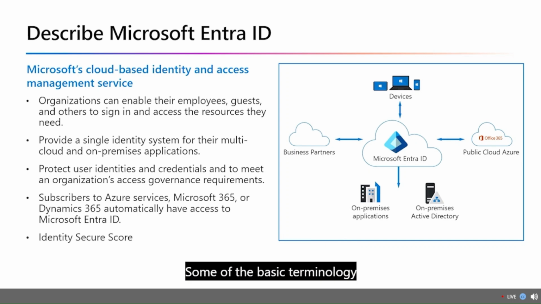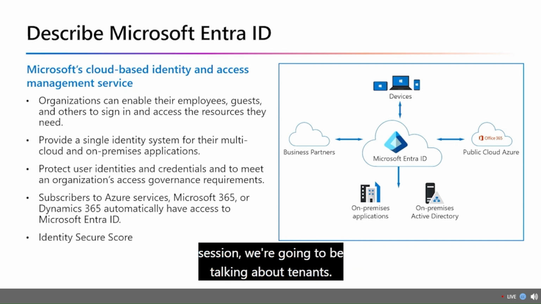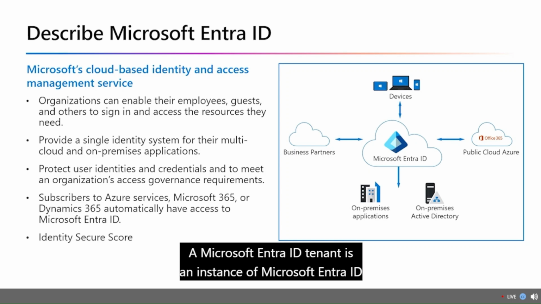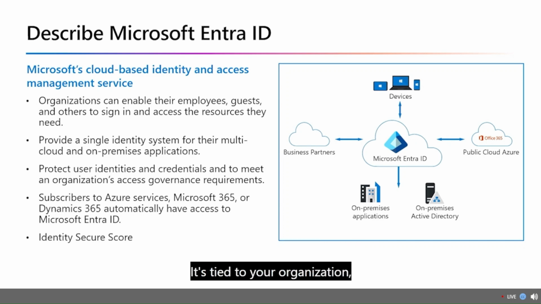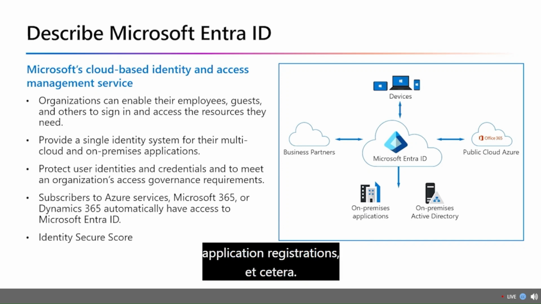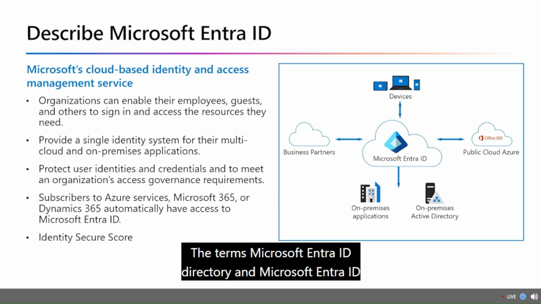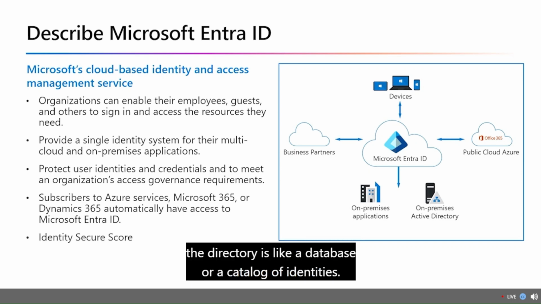So some of the basic terminology that's called out in the following session, we're going to be talking about tenants. A Microsoft Entra ID tenant is an instance of Microsoft Entra ID in which information about a single organization resides. So it's tied to your organization, including organizational objects such as users, groups, devices, application registrations, etc. There's also the concept of a directory. The terms Microsoft Entra ID directory and Microsoft Entra ID tenant are often used interchangeably, but basically the directory is like a database or a catalog of identities.